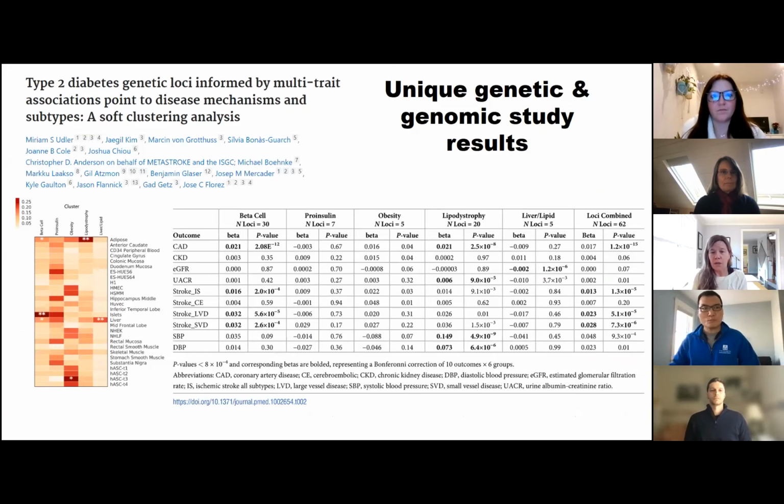For example, a couple of years ago, we worked with Miriam Udler, where there's genetic and genomic data that are unique, where she did some soft clustering analysis of type 2 diabetes loci across multiple traits. And she had these figures that included some heat maps and also some tables where you wanted to allow a user to drill down into the variants that contribute to those particular clusters. And static figures didn't do justice to that.